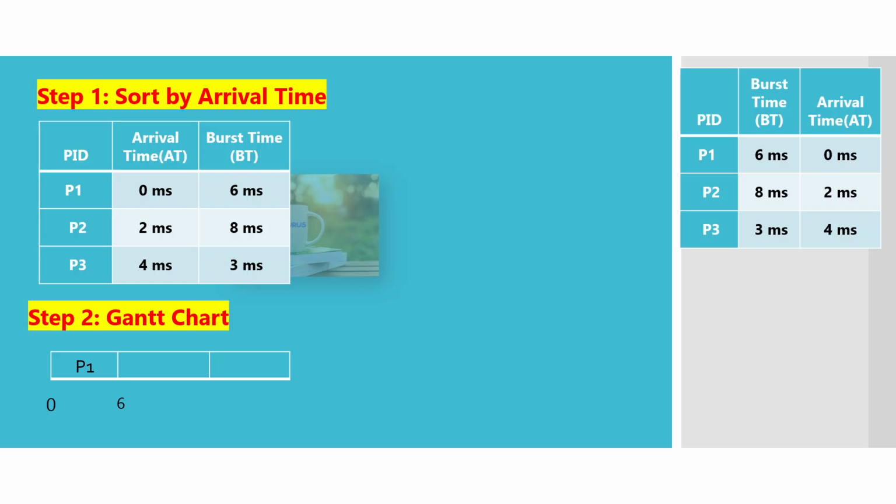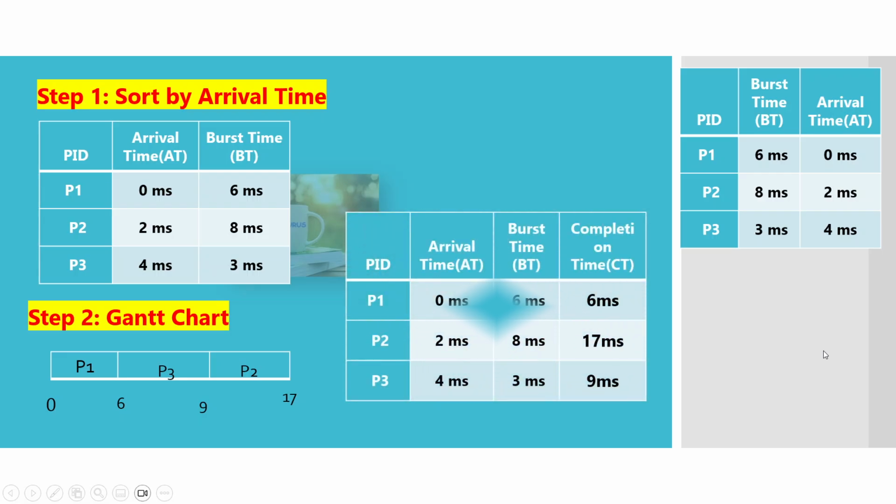Now, after the 6 milliseconds, which one has the shortest burst time? P3. P3 arrives at 4 milliseconds and has a shorter burst time than P2. So it executes next. Now P2 executes last as it has the longest burst time. And it executes for how many milliseconds? 8 milliseconds. Now, 9 plus 8 is nothing but 17.